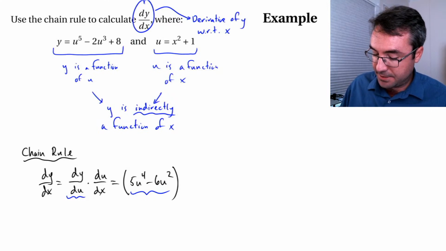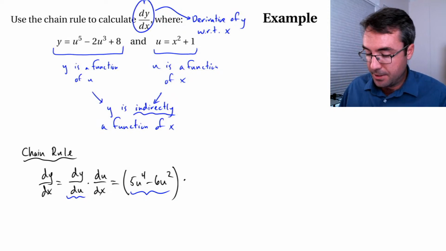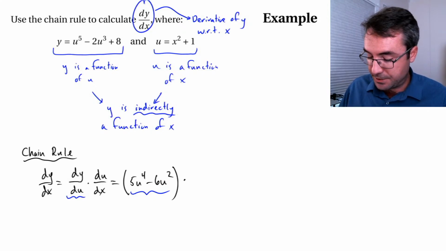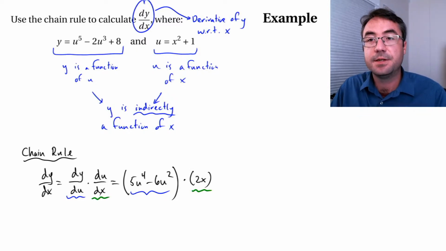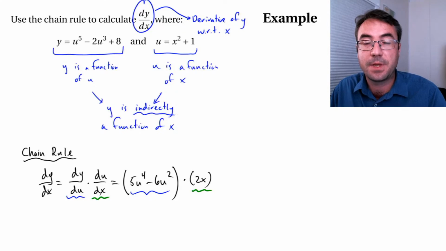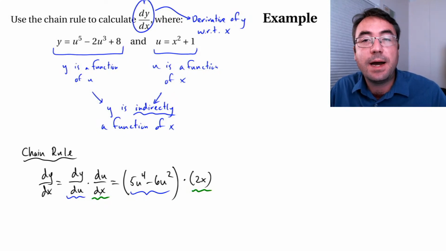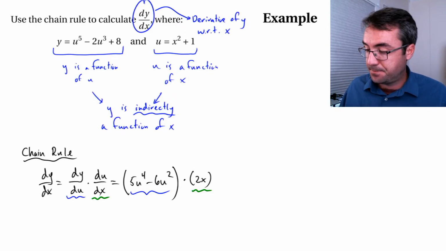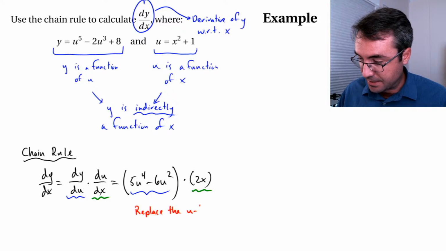Now we want to multiply that with the derivative of u in terms of variable x. Our u term there is x squared plus 1. So when we differentiate u, we get 2x. And so this is our du dx term. Now that's not the end of the story here. Because we're talking about the derivative dy dx, we want all of our variables to be x. So the last thing we're going to do is replace the u terms that we see with x's.